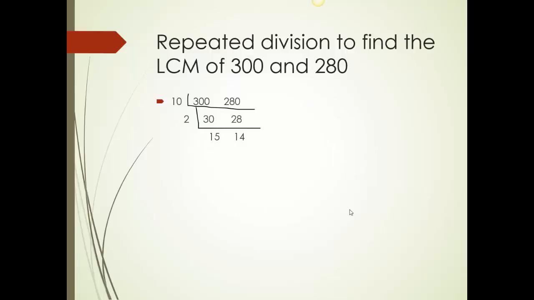Okay, so let's try 300 and 280 using repeated division. Right off the bat, it ends in 0, so I'm going to divide by 10. It gives me 30 and 28. I'm going to divide by 2. It gives me 15 and 14. I can't go any farther, so I'm going to take those numbers. 10 times 2 times 15 times 14, multiply them together, it gives me 4,200. I like this method. It just seems shorter. I don't have to keep doing all the division. It's just a one-time thing to do. So if on the test you're only having to do one method, this is my go-to.